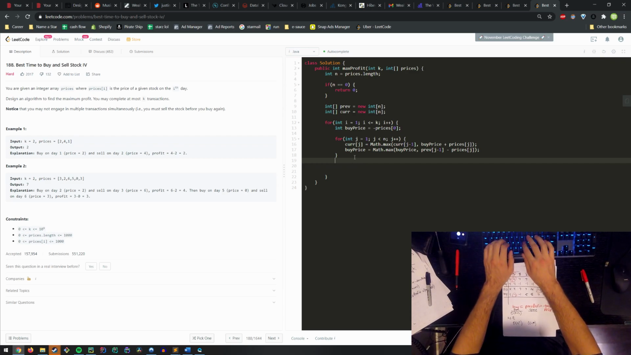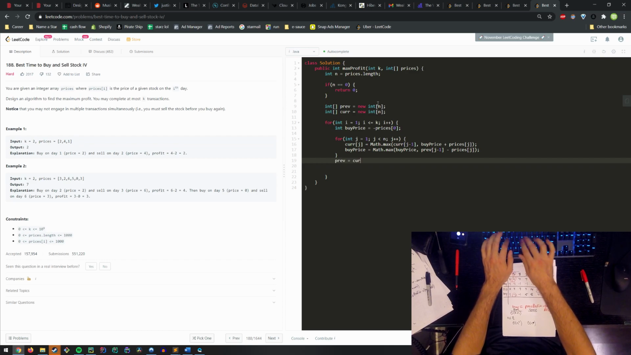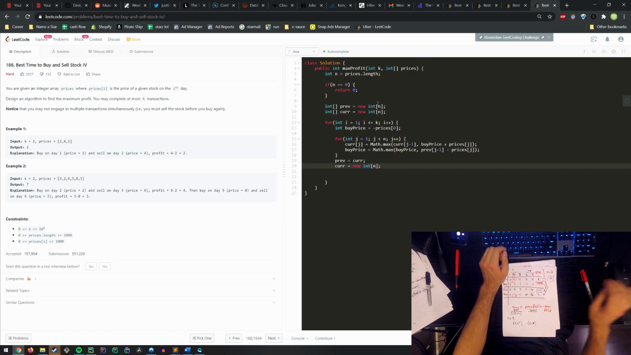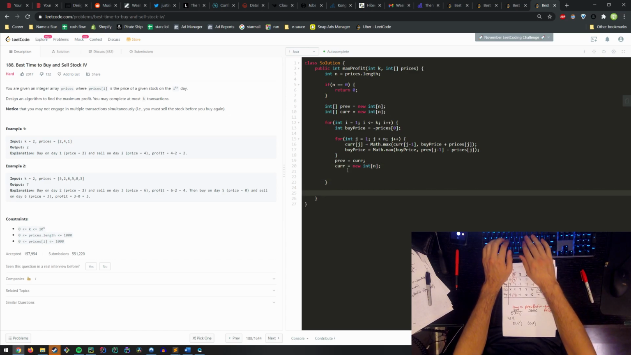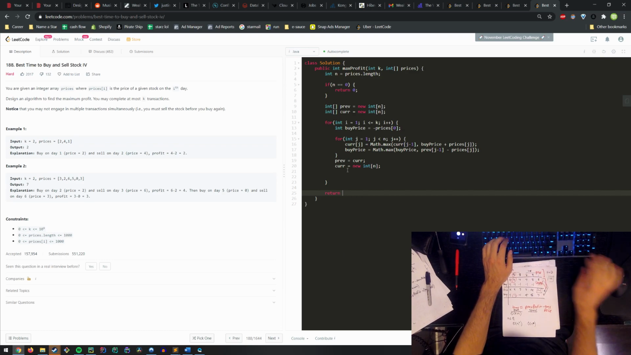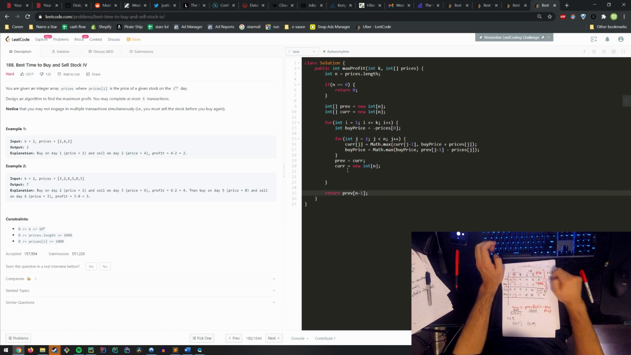And then we just reassign these prev and cur. So prev equals cur, and then cur equals new int of size n, just zero that all out, and then we have to recalculate cur again. So we'll do that k different times, and at the end we can just return, it will have been reassigned to be prev at that point, just the very last value in this profit array that we're calculating.